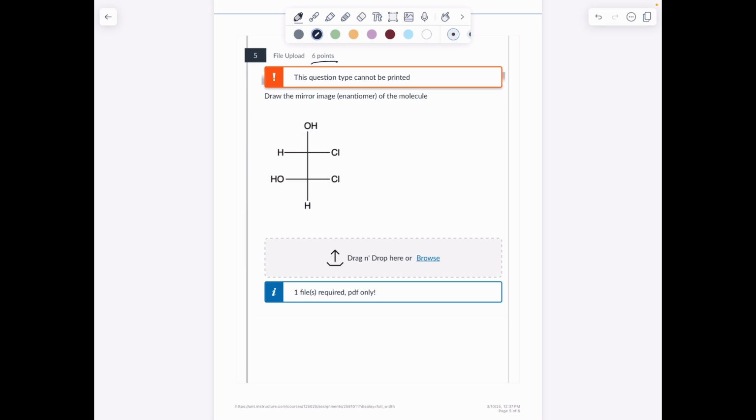Okay, so draw the mirror image, enantiomer, of the molecule below. So this one I think is pretty straightforward. I would just do it like this. I don't know why I swapped chlorine and alcohol and hydrogen. That's one way you can do it.